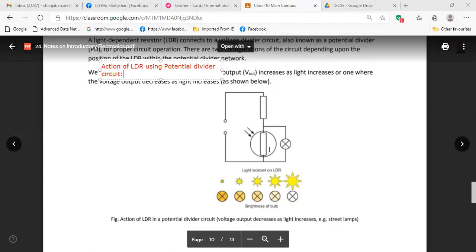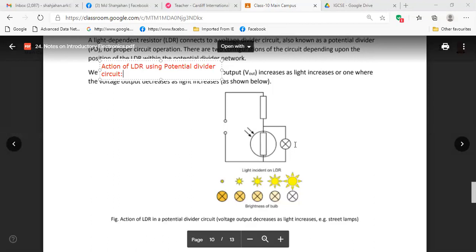The street lamps are designed in a way, or connected with the circuit in a way, that like a fire alarm is working, when you are crossing 5 volt in the LDR, that time this street lamp will start lighting. Is it clear now?